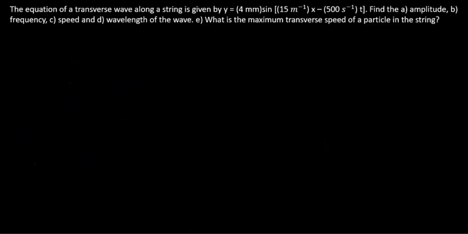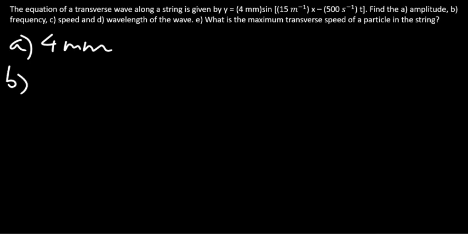Problem 3. The equation of a transverse wave along a string is given by that. Note the amplitude is given in the unit of millimeters. Find the amplitude, the frequency, speed, and wavelength of the wave. What is the maximum transverse speed of a particle in the string? So as we have mentioned, amplitude is given by that number, which is 4 millimeters.